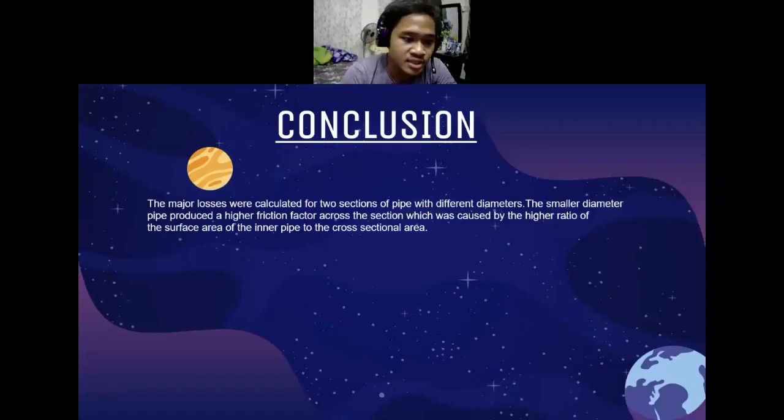Last but not least, the conclusion that can be made in this experiment is that the major losses were calculated for two sections of the pipe with different diameters. The smaller diameter pipe produces a higher friction factor across the section, which was caused by the higher ratio of the surface area of the inner pipe to the cross-sectional area. Thank you.